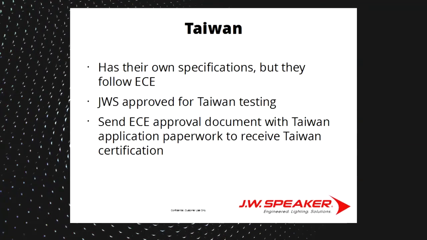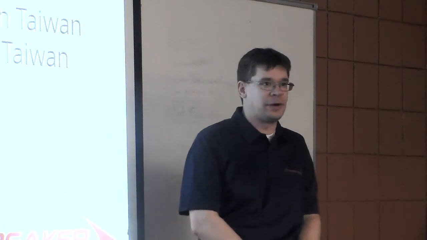So basically we do our ECE approval with VCA. They make their approval report in a special format, which we then take and send to Taiwan and give them an extremely small amount of money, and then we get Taiwan approval. And I really mean that. It's like $50. It's the complete opposite of China.